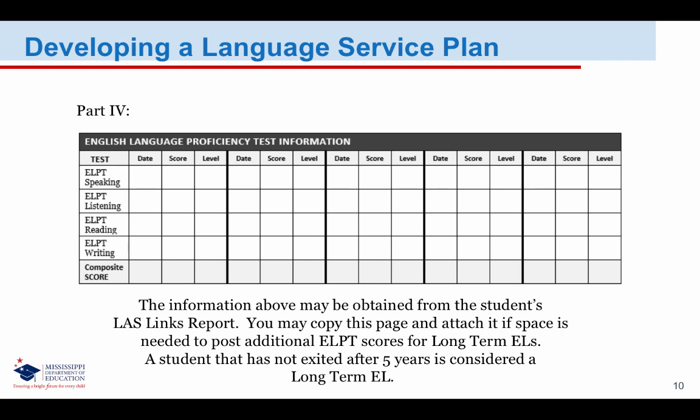This next section contains the LAT links information for the student. The space given is for 5 years. However, you may copy this page and attach it to the LSP if you need more space. I would like to remind you, however, that if a student has not exited within 5 years, that student is considered a long-term EL, and this will affect your district's accountability. So always keep this in mind when filling out this section.